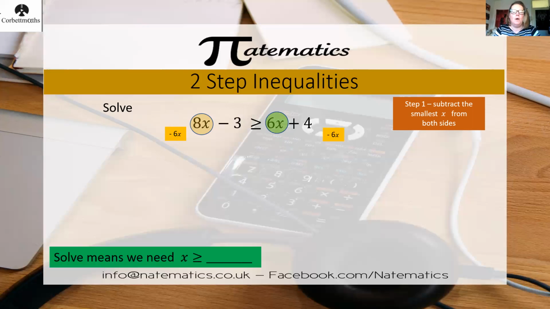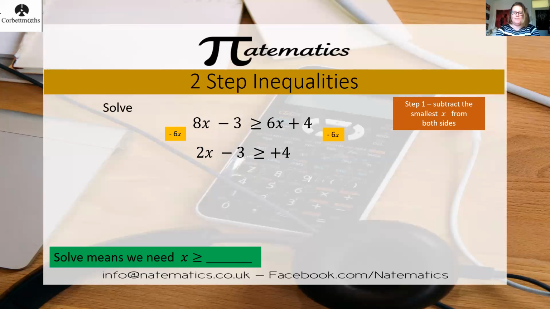Why do we do it to both sides? Remember, it's a balancing scale. We're saying what's on the left is greater than or equal to what's on the right. If we subtracted something from one side and not the other, it just wouldn't work. So we do that, do the maths, and we end up with 8x take away 6x makes 2x. Don't do anything to the minus 3 because the x is something completely different to the number. And we're left with the plus 4 on the right-hand side.